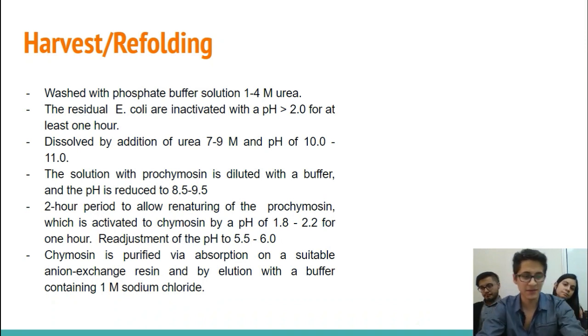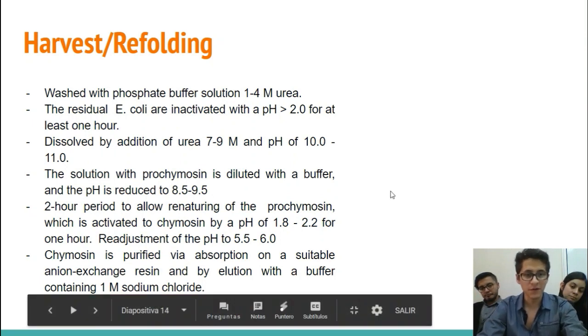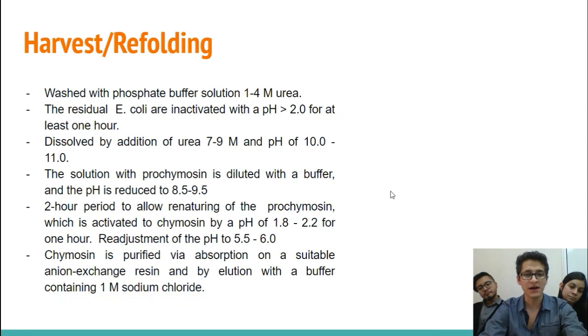In this step, the harvested inclusion bodies are washed with phosphate buffer solutions containing 1 to 4 moles of urea. The residual E. coli are inactivated with a pH lower than 2 for at least 1 hour. Then we need to dissolve this by addition of urea between 7 to 9 moles and a pH of 10 to 11. The solution with chymosin is diluted with a buffer, and the pH is reduced to 1.5 to 9.5.